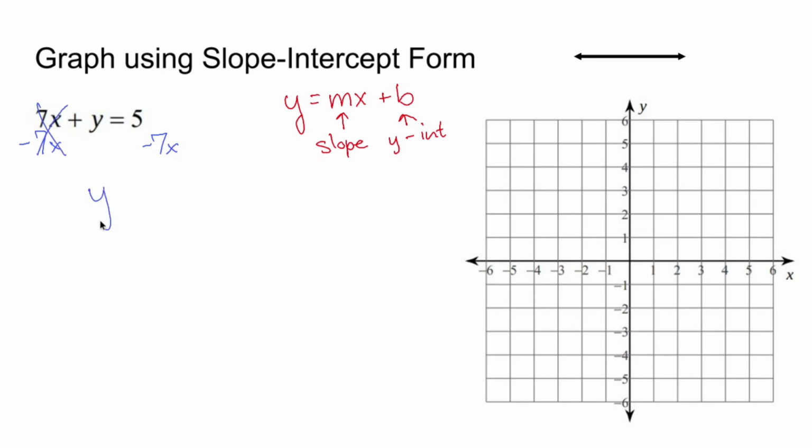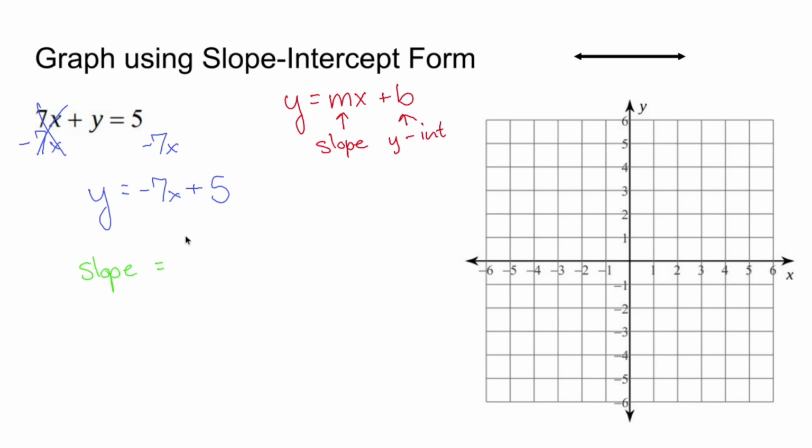Drop down the y. Now, I want to make this look like slope-intercept form. So rather than saying 5 minus 7x, I'm going to write out negative 7x, and since that's positive 5, plus 5. And now that lines up with slope-intercept form. In slope-intercept form, when y is all by itself, the number in front of x is your slope. So your slope is negative 7.